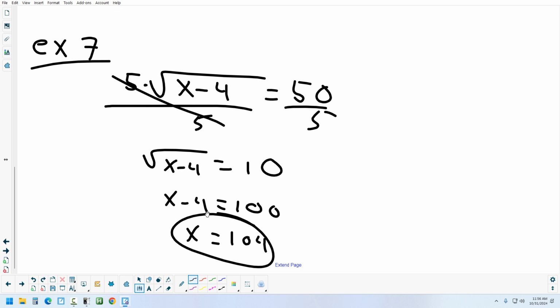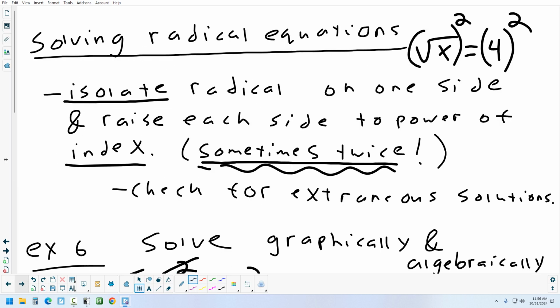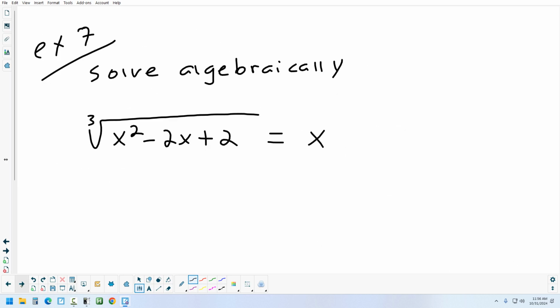Questions on that? Okay. Now let's do this one. I think this is example 8, maybe. Okay. Is the root by itself on one side? What do you think? Yeah, Ash, what do you think? Yes. So what power would I raise each side to get rid of that root?